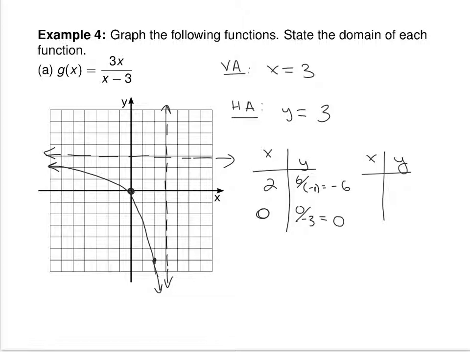Okay, how about on the other side? Plugging in 4 does come out nice, doesn't it? I think you get 12 over positive 1. It's way off my grid, so just draw me a dot up there someplace. It's another good number to plug in. 6? Yeah, 6 works well. With 6, you get 18 over 3, right? Which is 6. Okay, great. So 6, 6.